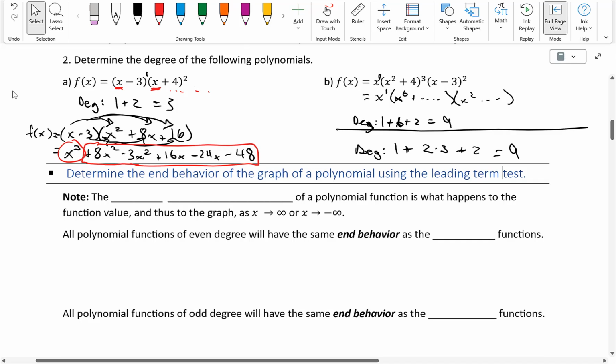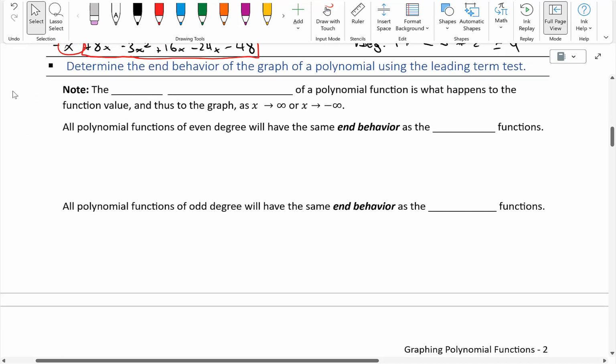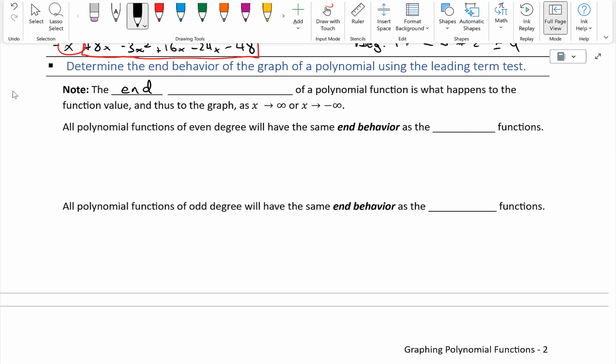All right, we move on to determining the end behavior of the graph of a polynomial using the leading term test. We have a note here: the end behavior of a polynomial function is what happens to the function value, and thus to the graph, as x approaches infinity or as x approaches minus infinity. So all polynomial functions of even degree will have the same end behavior as the squaring function. That's y equals x squared from our toolkit functions, that parabola that opens up.